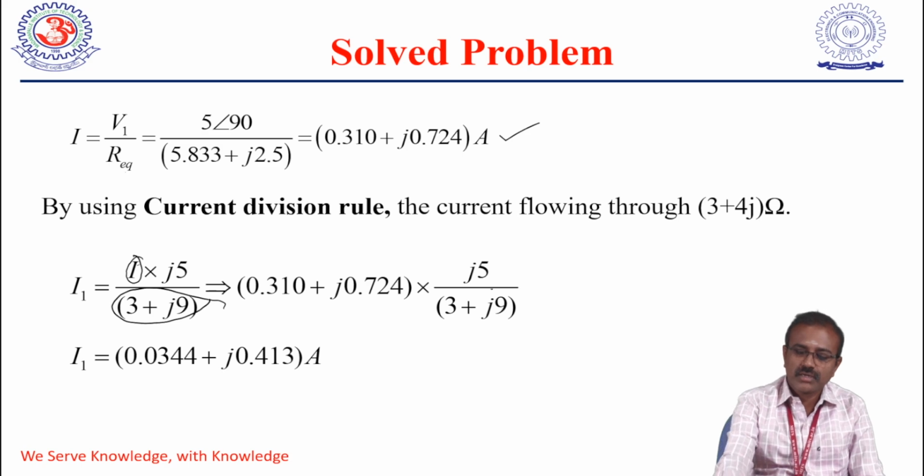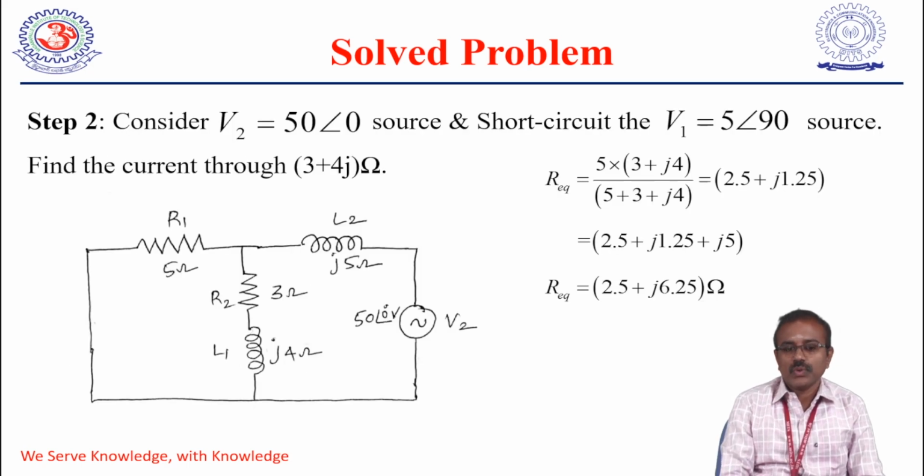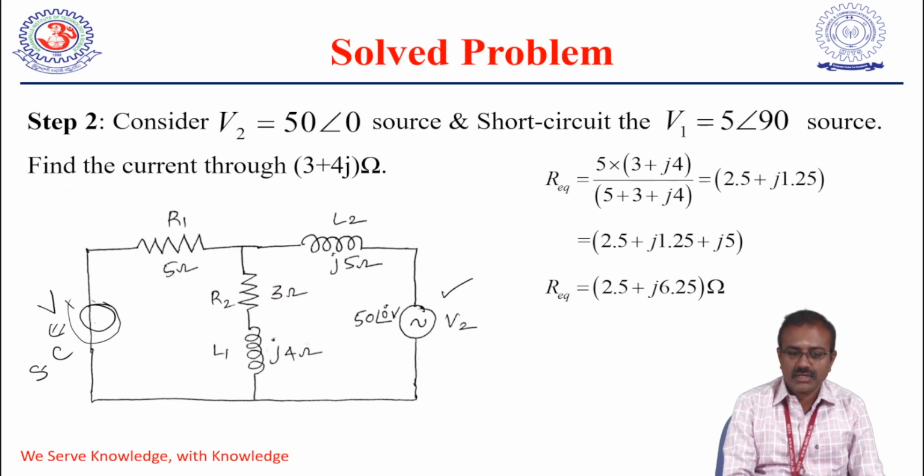Next, step number 2. Previously we considered the V1 source. In step number 2 we have to consider the V2 source and short circuit the V1 source, which is the 5 angle 90 volt source. The value of V2 is 50 angle 0. We have to find the same current, so let us take it as I2.